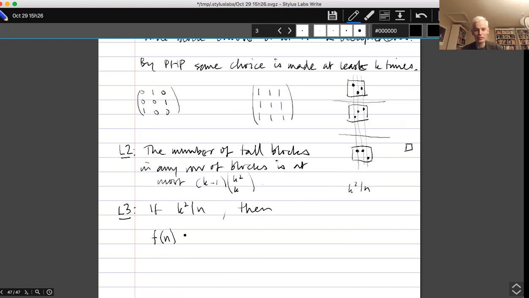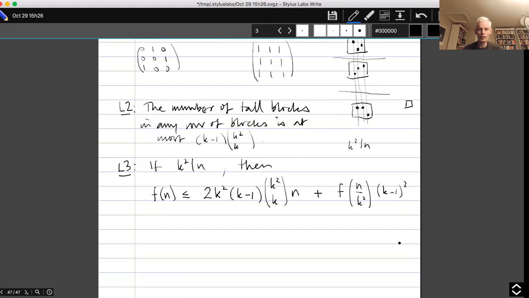I think I will just write it and then justify it afterwards. So we get at most 2 k squared (k minus 1) times k squared choose k, times n, plus f of n over k squared times (k minus 1) squared. Right, let me justify that.